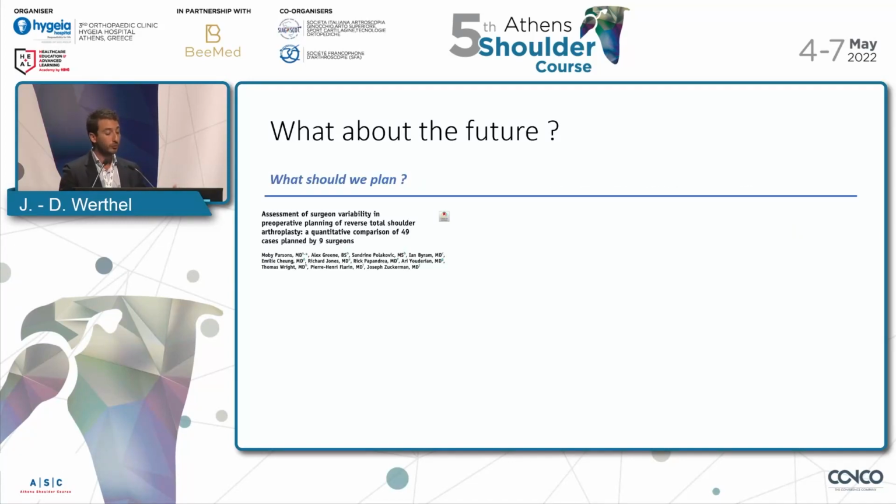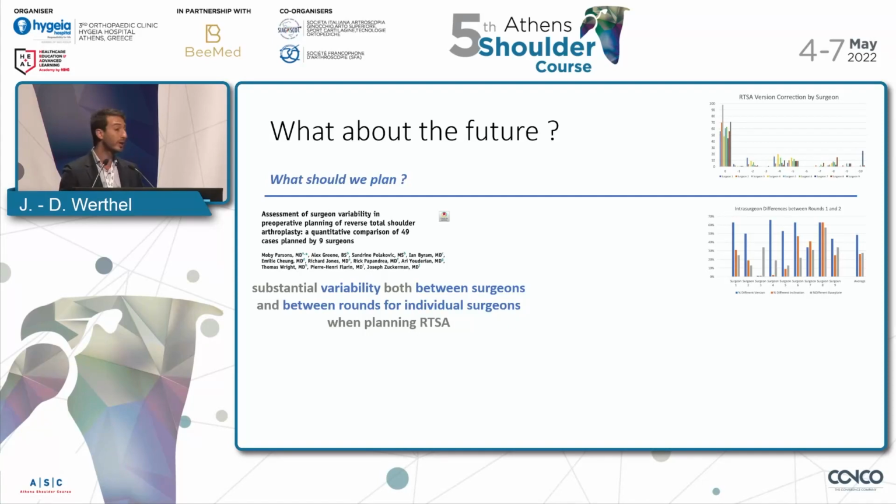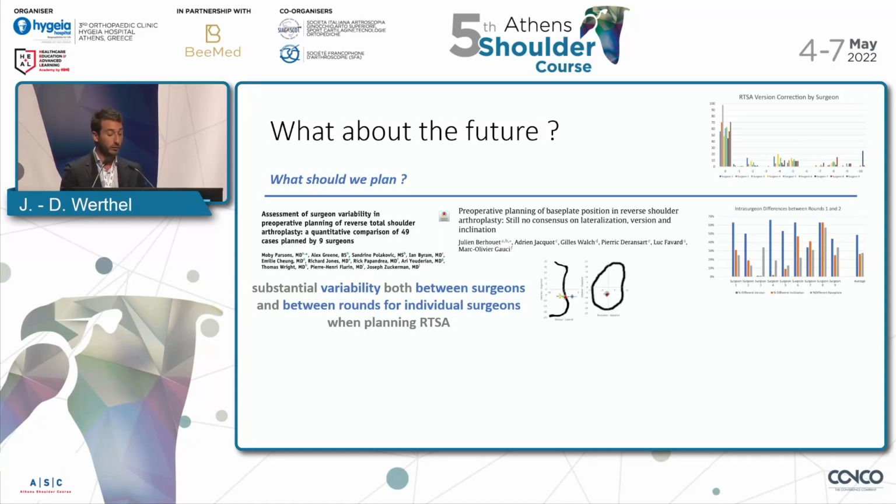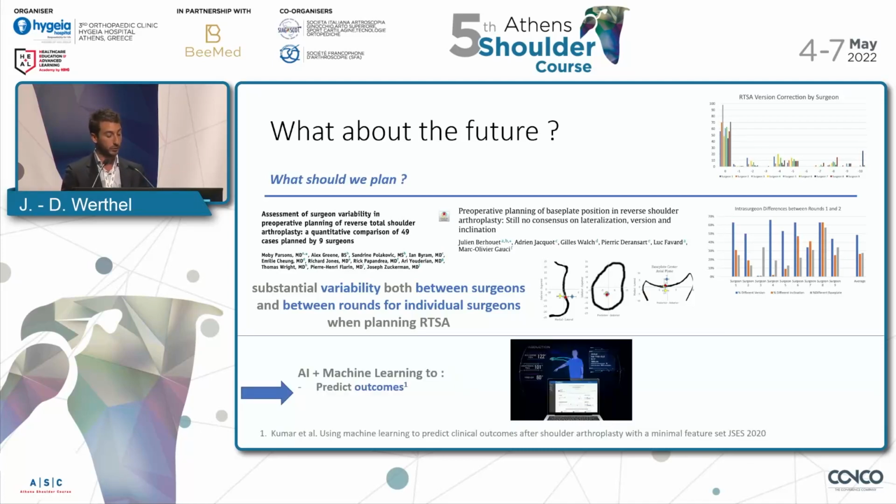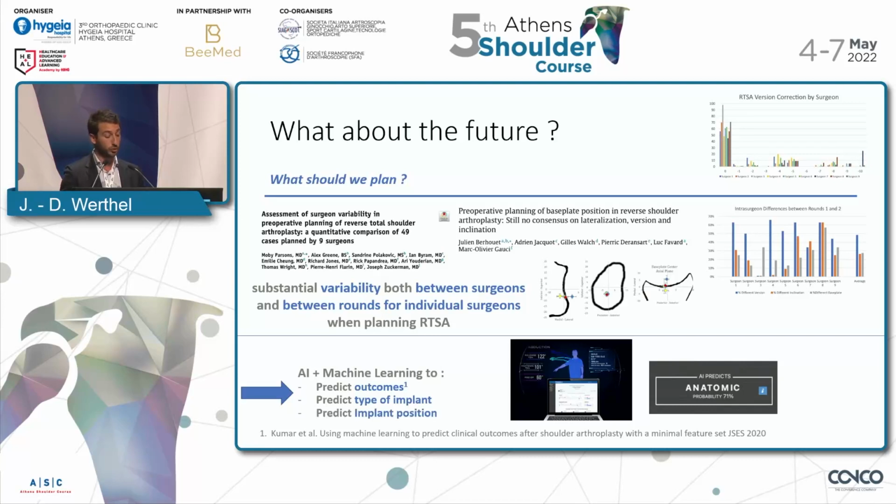Then what about the future? The problem is that now we can plan, we have very good software to plan, but we don't know what to plan for. And when we ask surgeons where they should plan, you can see that even in the entry point in the glenoid, there are very big variations, and no one knows really how much version, how much inclination, and where we should put our implants. So maybe, as JP has mentioned before, AI and machine learning is going to help us in the future to predict outcome, to predict the type of implant that is needed, and to predict the position of the implant.